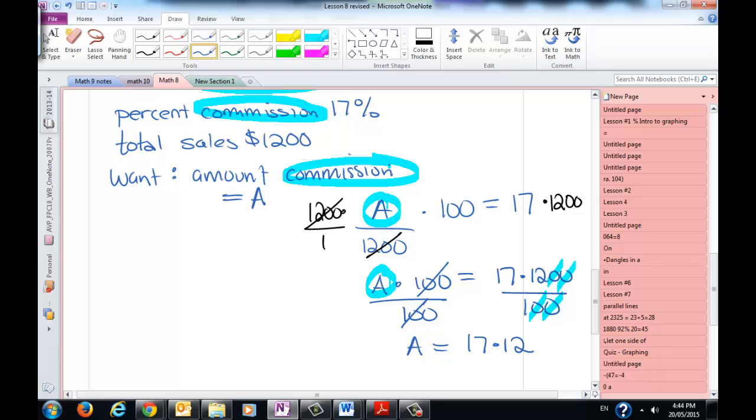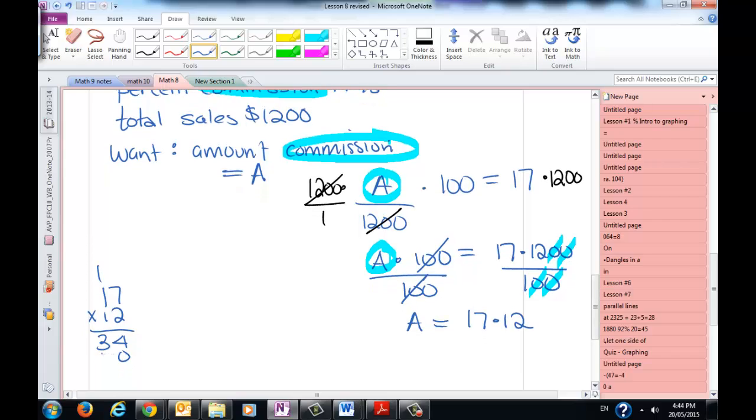Now we can just do 17 multiplied by 12 in our column here. 2 multiplied by 7 is 14. 2 multiplied by 1 is 2, plus 1 is 3. And then I have 1 multiplied by 7, which is 7, and 1 multiplied by 1, which is 1. And then I can just add this together, and that becomes a 0 and 2. So A is equal to 204.